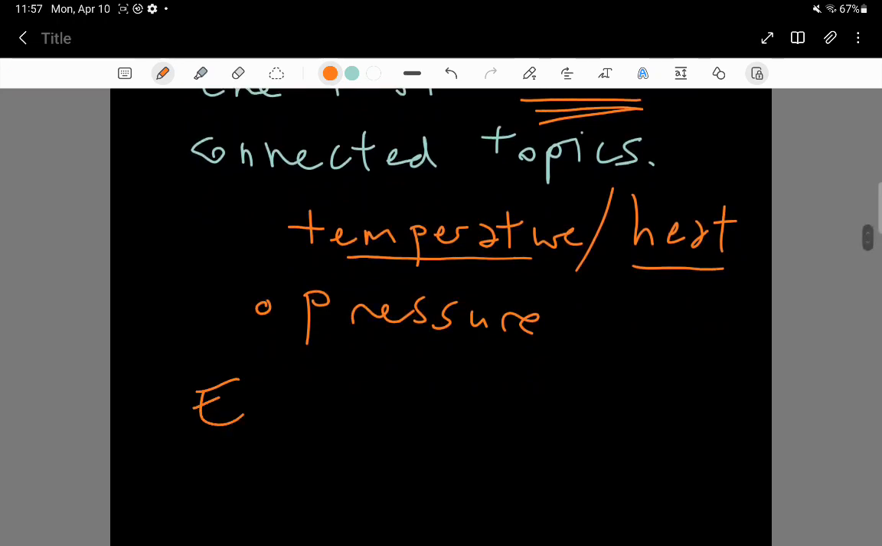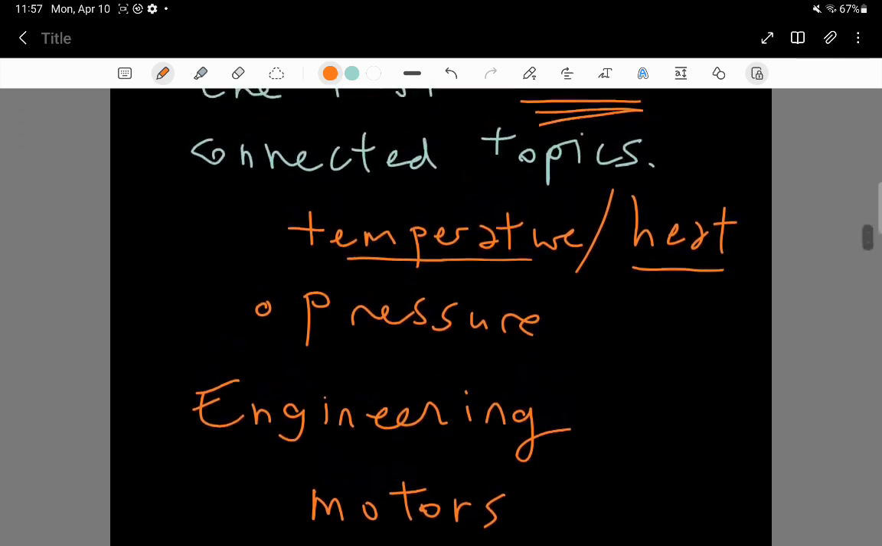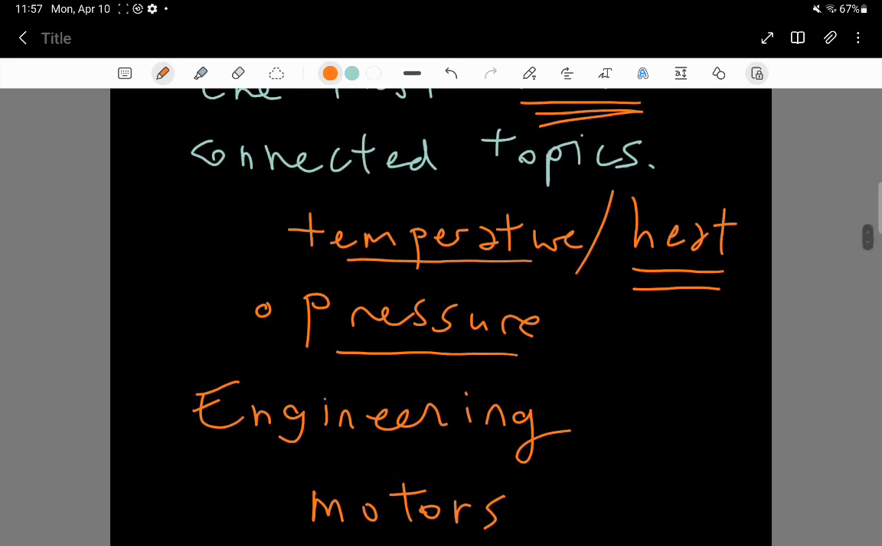Also, there is some very early engineering based on these topics. For example, motors, especially the gasoline or diesel type motors. These are based on the internal combustion engine. And there's lots of heat and lots of pressure to push on pistons, right, to cause a person to be able to develop an engine or a gasoline motor that does something for people.